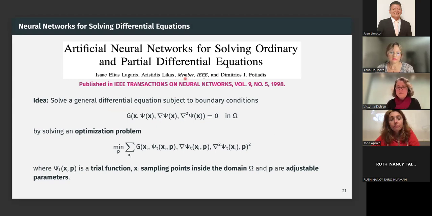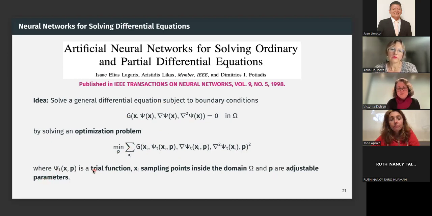This goes back to 1998. It's a paper by Lagaris and collaborators. What they wanted to do is to solve a general differential equation subject to boundary conditions by an optimization problem, which is this one. You should note here that the psi function is what they call a trial function. The x_i are some sampling points, and p are some parameters. So they minimize on this, and they hope to solve this kind of problem.